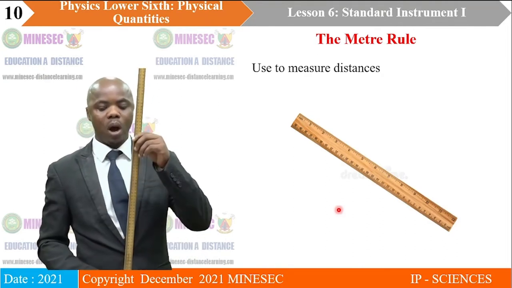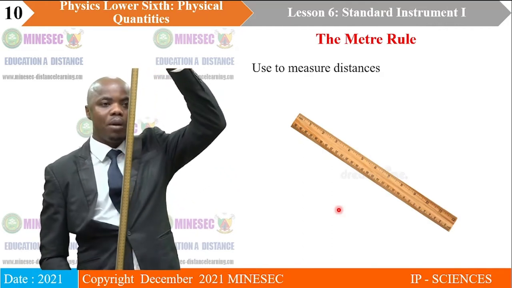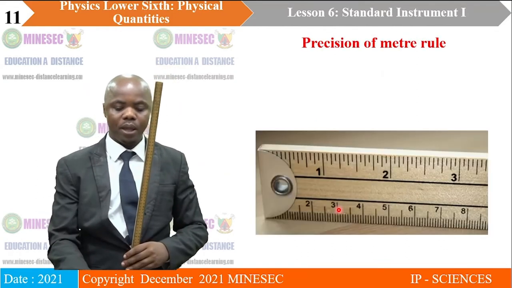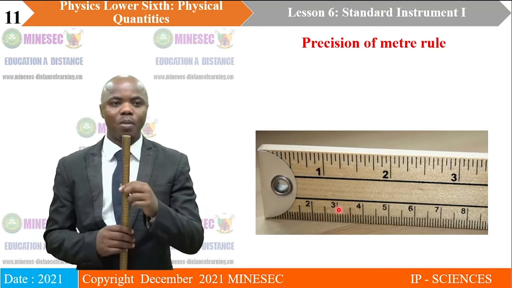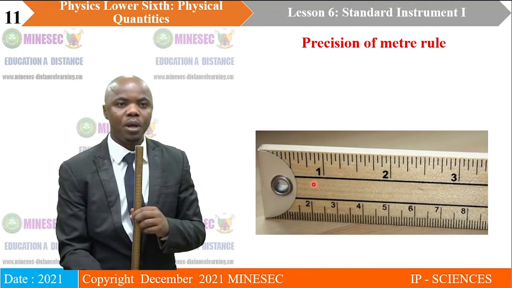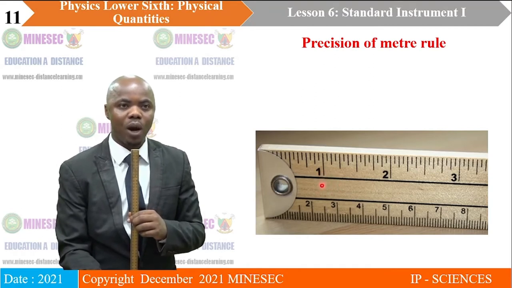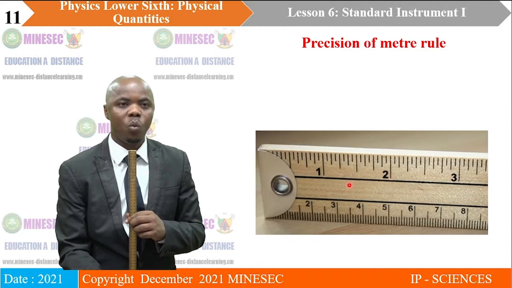What I have is a 1 meter rule. We call it meter rule because the length is 1 meter. That's why it's called a meter rule. Now, on the slide, you can see a zoom of this my meter rule. We want to determine the precision of this meter rule. Now, if you look at this number, this is 1. This is 2. How many divisions are between 1 and 2? If you count with me, you see that there are 10 divisions between 1 and 2.